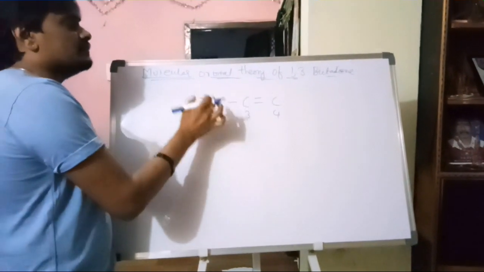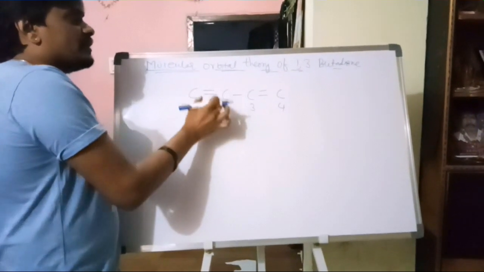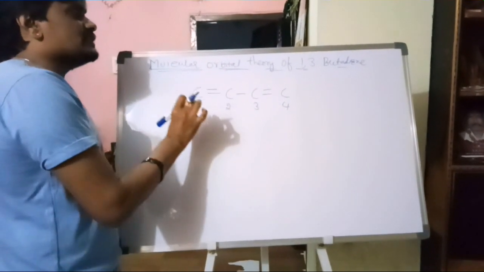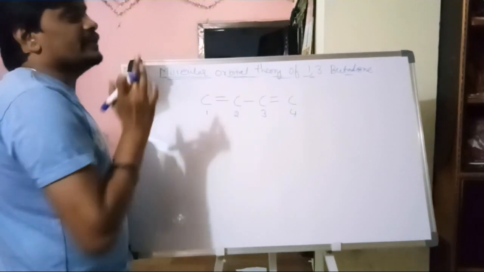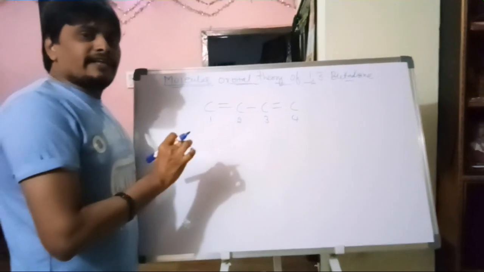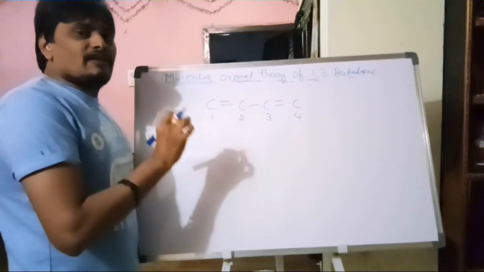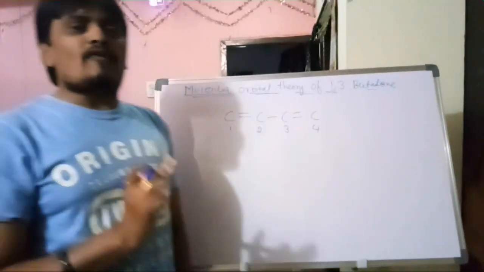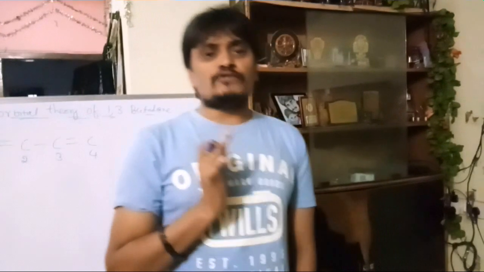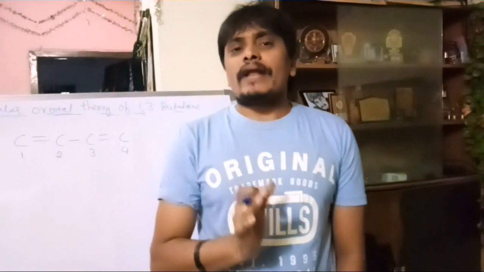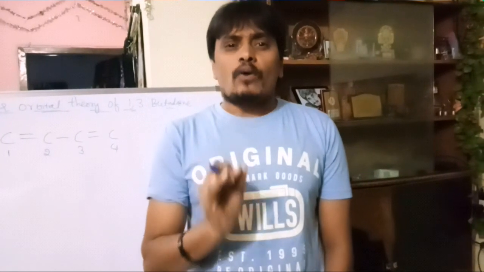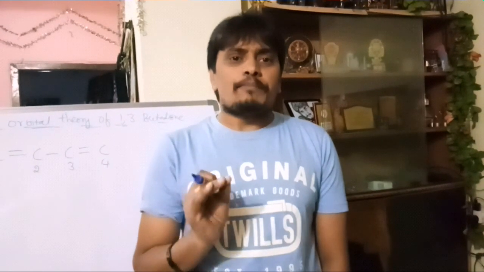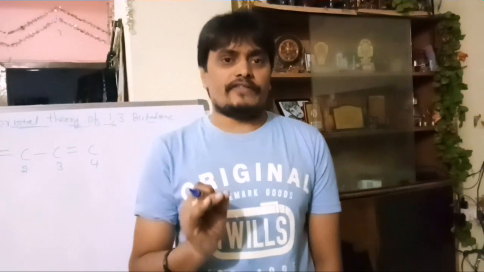Now, in order to convert the basic skeleton of 1,3-butadiene into the actual structure, we have to satisfy the valency of each and every carbon atom present in it. What is the valency of the carbon atom? The valency of the carbon atom is 4. Since the valency of carbon is 4, we have to make sure that around each and every carbon atom there are 4 bonds. If it is lacking any bonds, then we need to place hydrogens there.